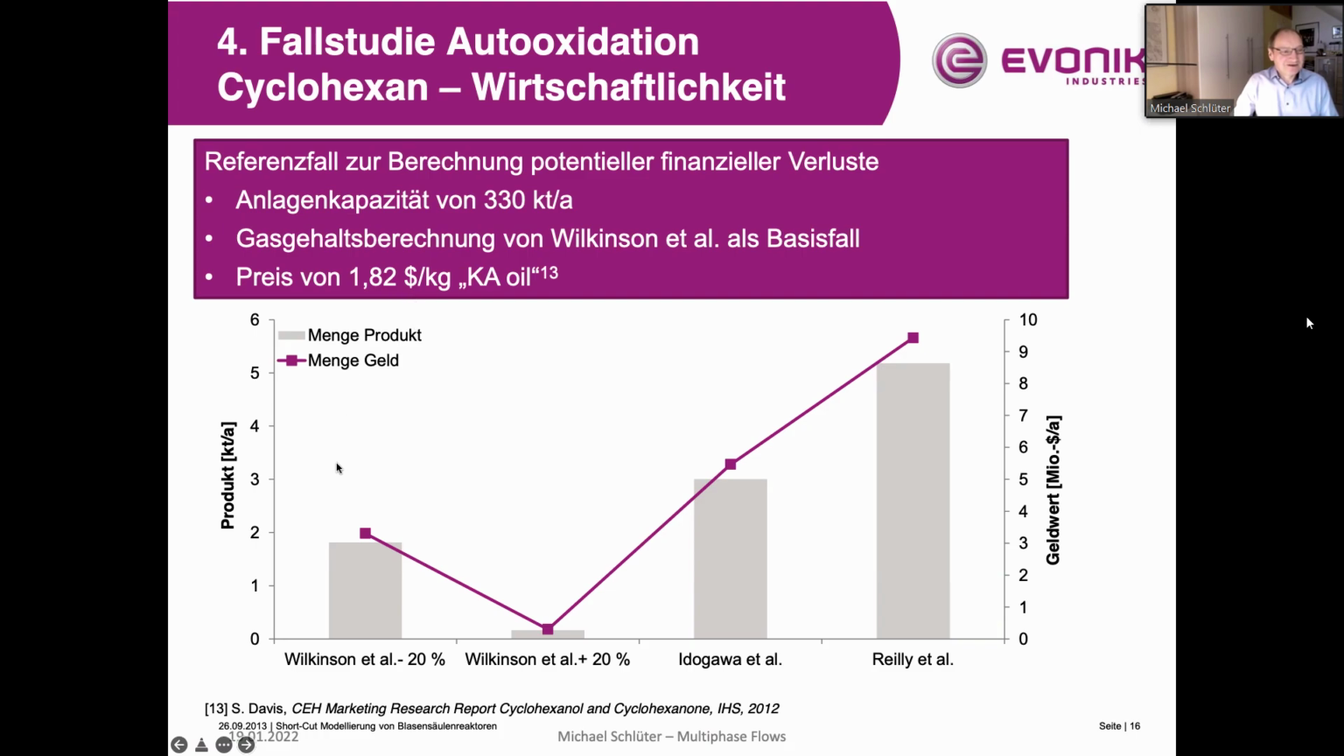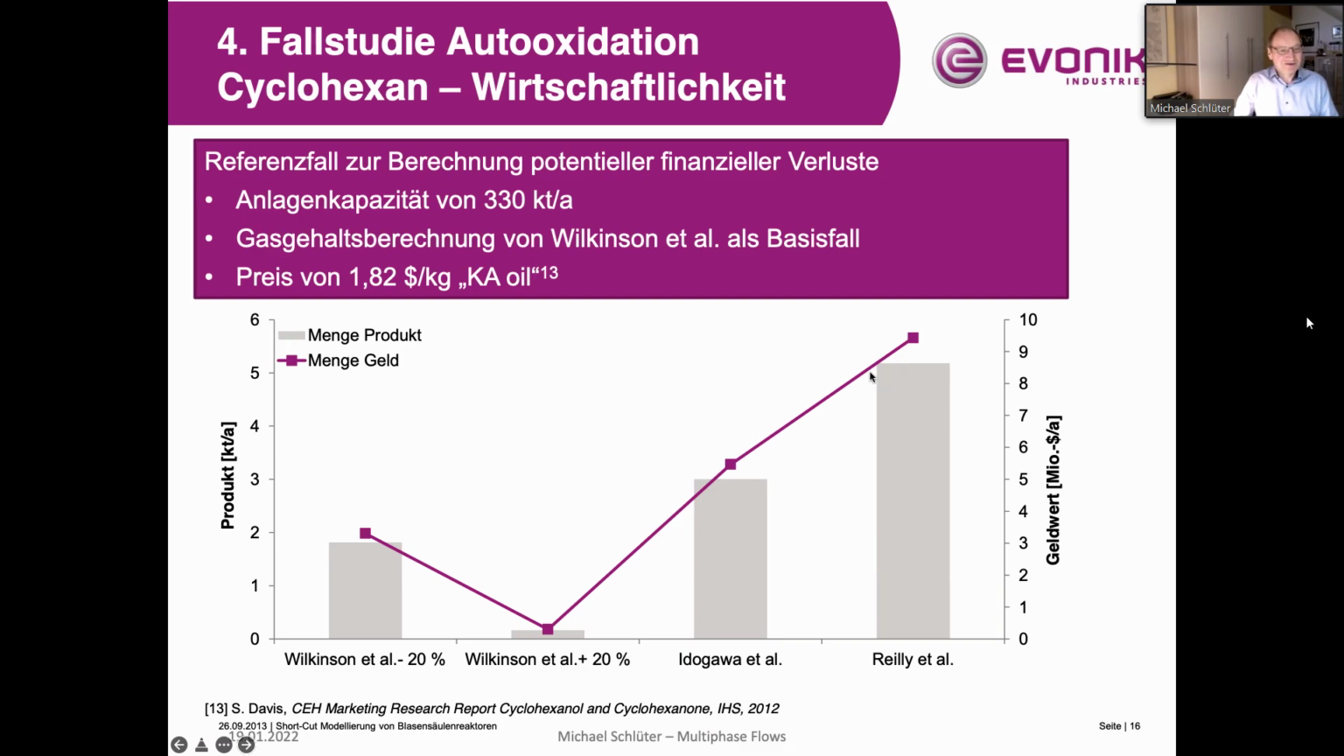And now it has been calculated how much product is produced if you assume these different gas holdup correlations. These are the gray lines, and you see that with a deviation of -20 and +20%, we have 2 kilotons per annum of product, or just a little bit more than 0. And with Ito-Gawa and Rayleigh's correlation, because we have much higher gas holdup, we produce, of course, much more product here. So here we have these factors once again. And it's a very strong influence.